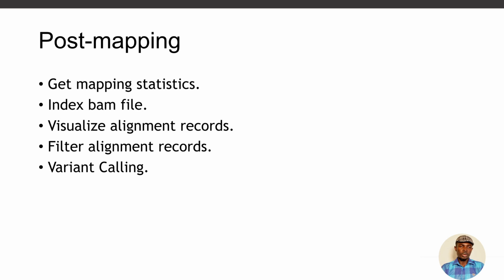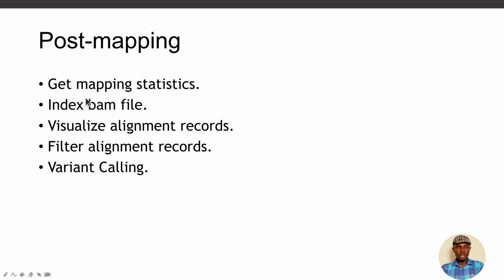You can also index the BAM file. Some programs require the BAM files themselves as well as the index files. So you can use tools like samtools to index the BAM files. You can also visualize the alignment records. So you can use tools like IGV, JBrowse, etc. Visualization can help you to confirm, for example, if the variants you discovered were indeed variants. So you can check the alignment records to get that information.